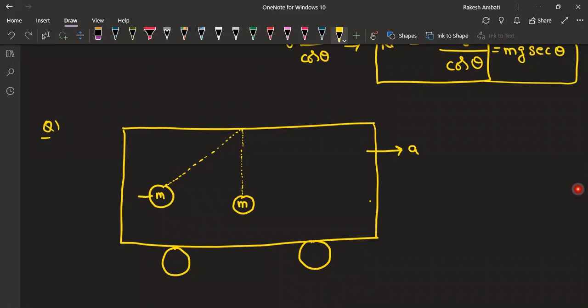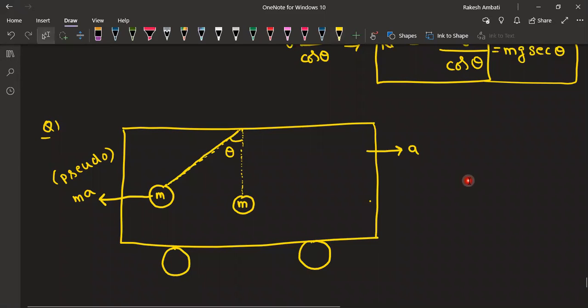So due to pseudo force, which is ma, the pendulum will deflect backwards through angle theta. So find theta, that is the question, and we have to find T, the tension force. It is the tension in the string. So we have to find theta, and we have to find T, the tension force. Both we have to find out.